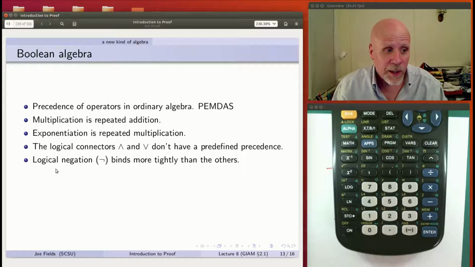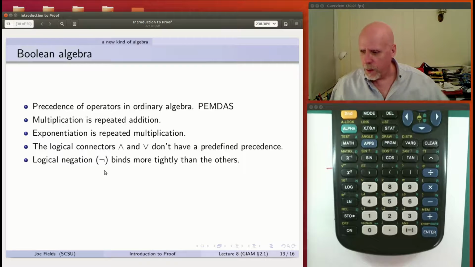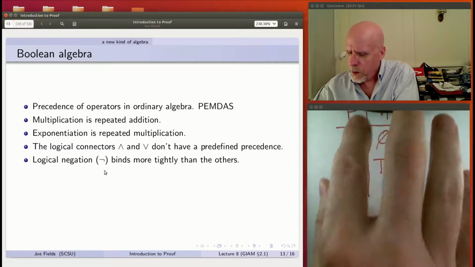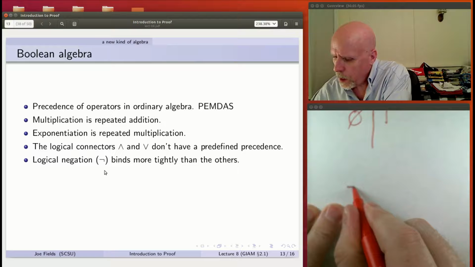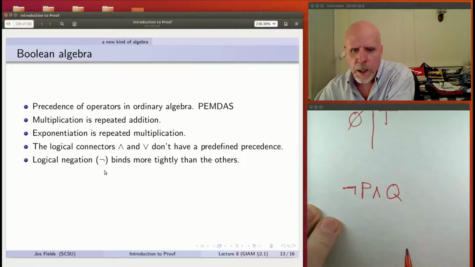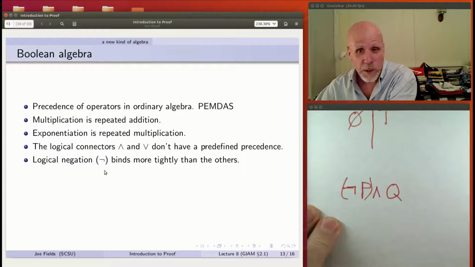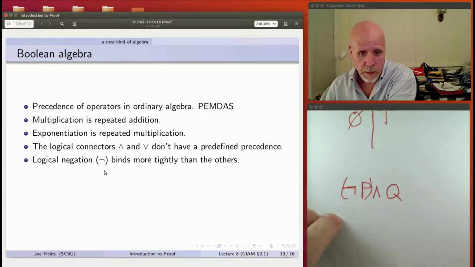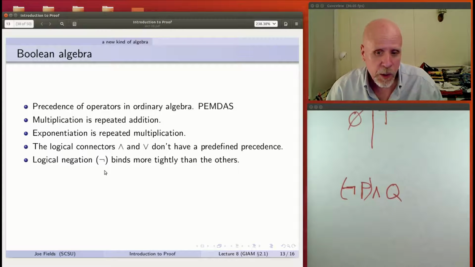Oh, wait, there's one other thing, logical negation. That has a little bit better precedence. The negation symbol binds a little more tightly than and or. So if I saw something like, let me do this just on the screen here, not P and Q, that really means do the not to P first and then AND it with Q. Right? The parentheses I just put in were for effect. You don't need them because the not sign binds to the P before, it happens first, before you do the and.